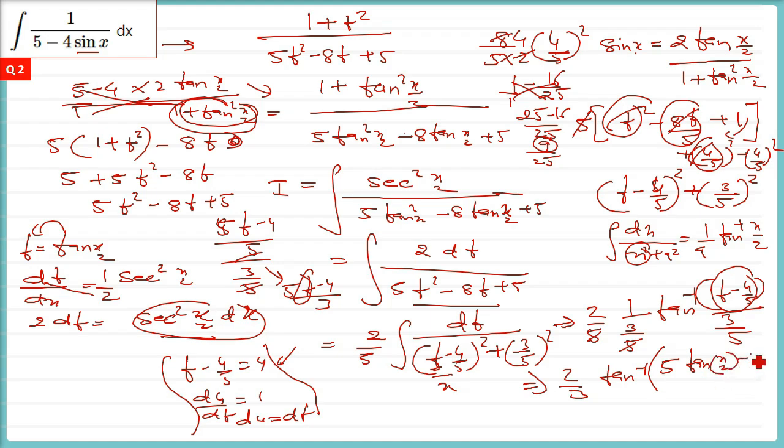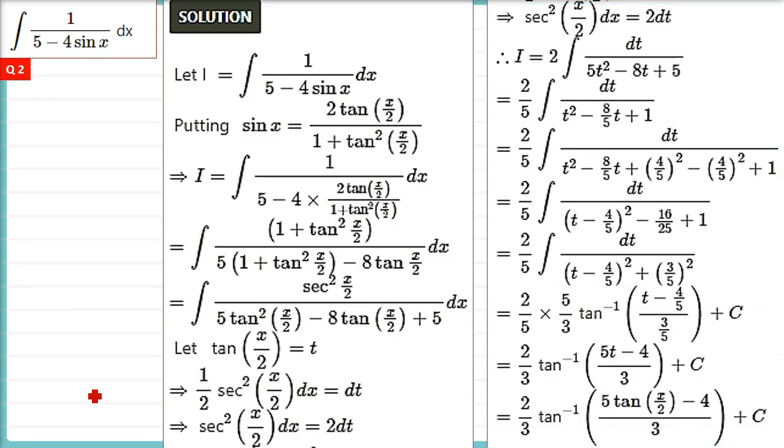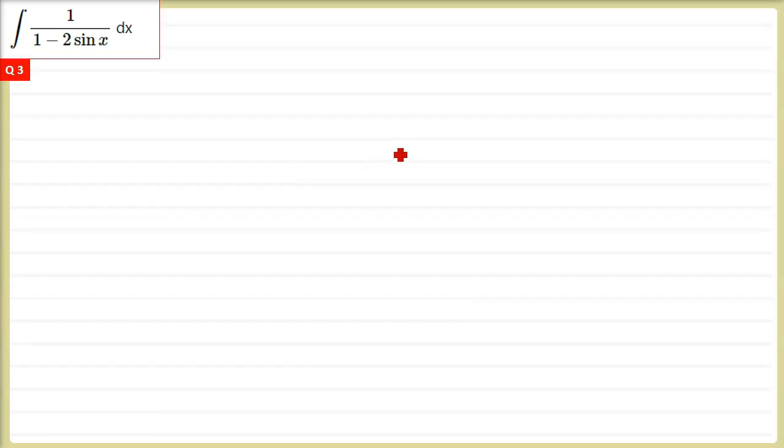I'll show you what you have to do. So 5 tan x by 2 minus 4 by 3 plus constant of integration, and that's your final result. Now this is how you're going to do this. It's very important to write, because knowing is one aspect and writing it on paper in an examination is very important. So we have just seen a question like this, and there are certain questions we'll do in order to let you know how it is to be done, and let's see how this question will be done.